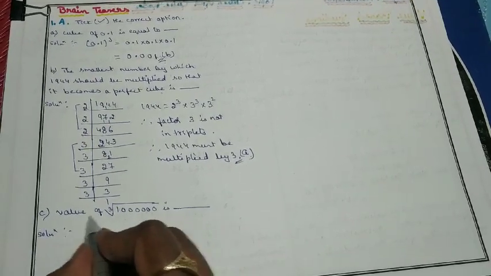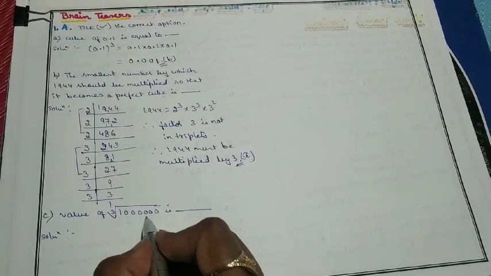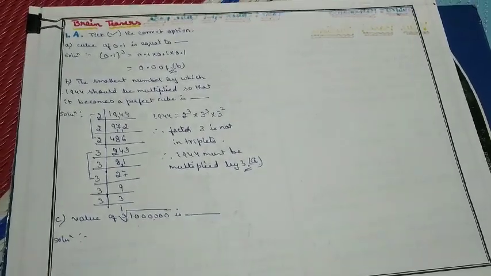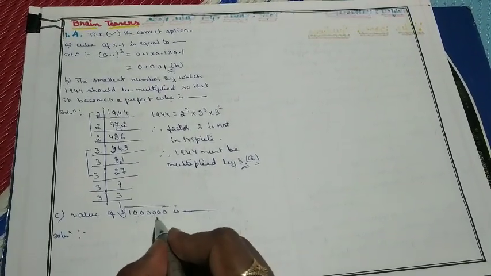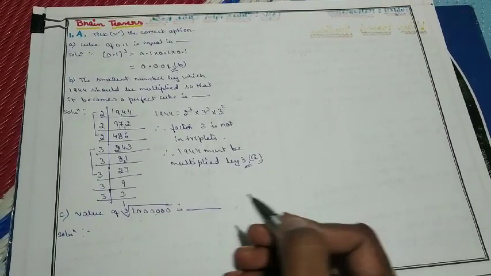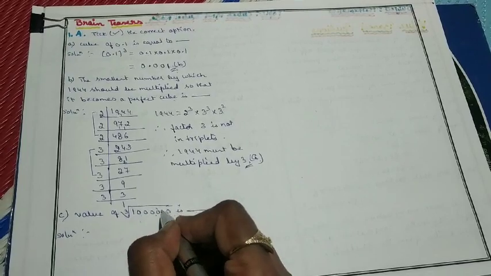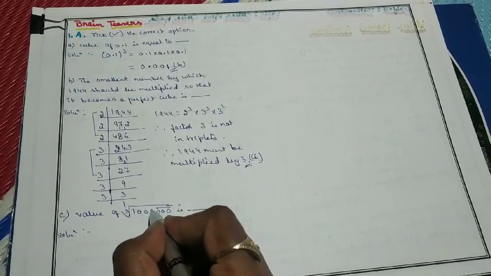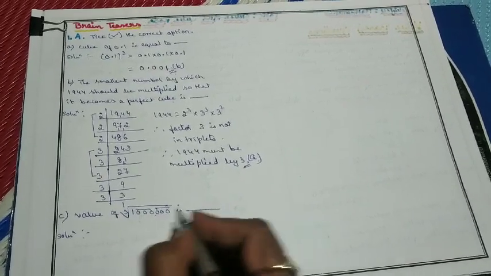Here find the value of cube root of 10 lakh. As I told you in the earlier session, if the number of zeros repeating are multiples of 3, then we can say it is a perfect cube. So here, multiples of 3: these 3 zeros make one period and these 3 zeros make another period.